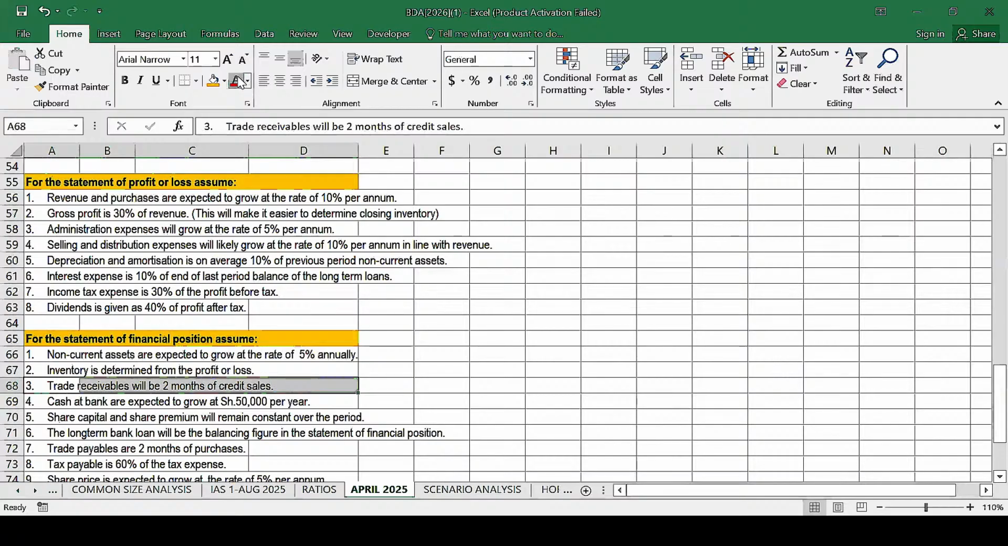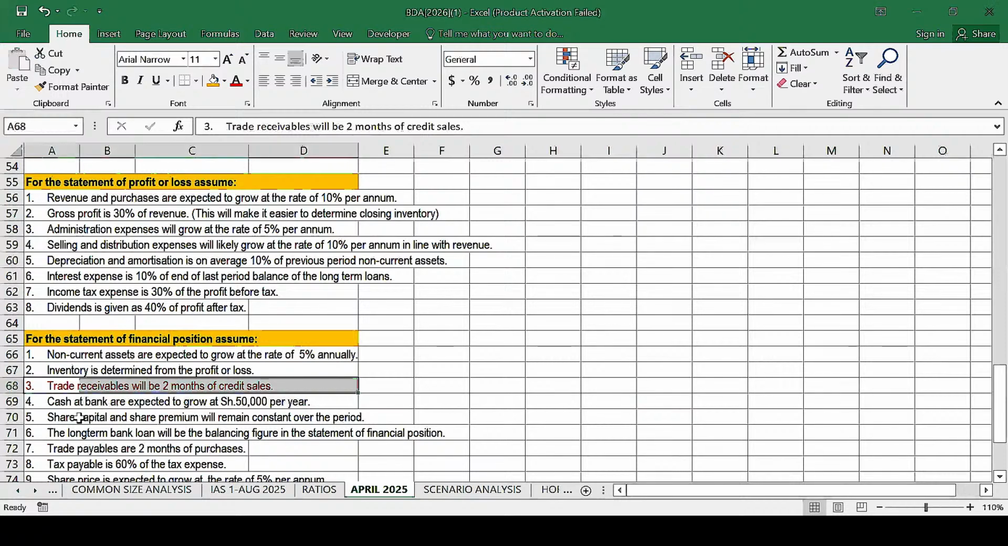Okay, I think we have a trial here. So trade receivables are expected to be equal to the value of 2 months credit sales. Okay, that is the answer I'm getting from Esther. Yes, so I also need to get trials from the rest. What basically we mean by that.